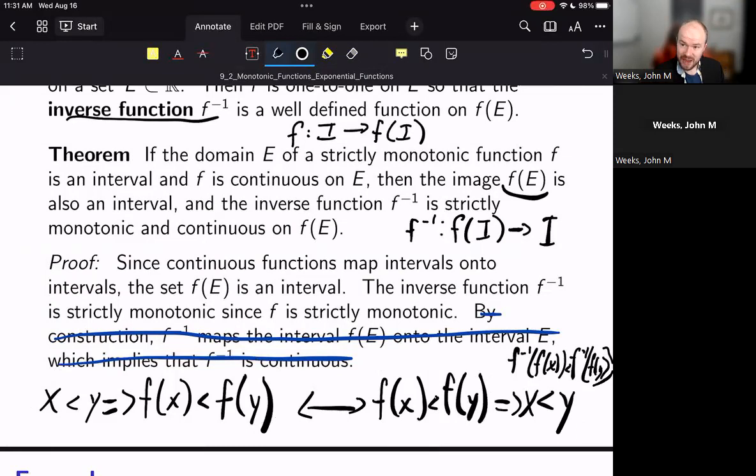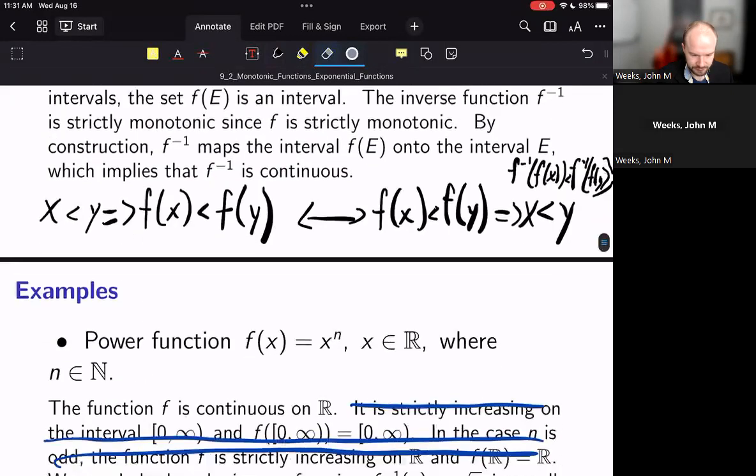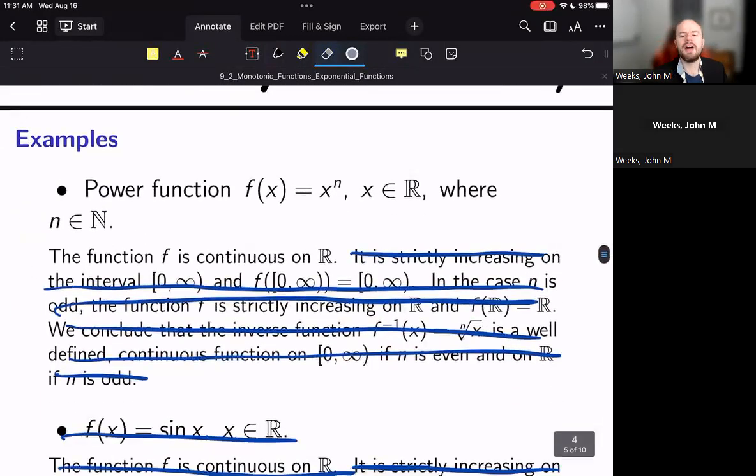So it turns out that when you have one statement, you have the other. So that is the explanation behind this part of the proof. By construction, f inverse maps the interval f of e onto the interval e, which implies that f inverse is continuous. That was an if and only if that we got to discuss from before.